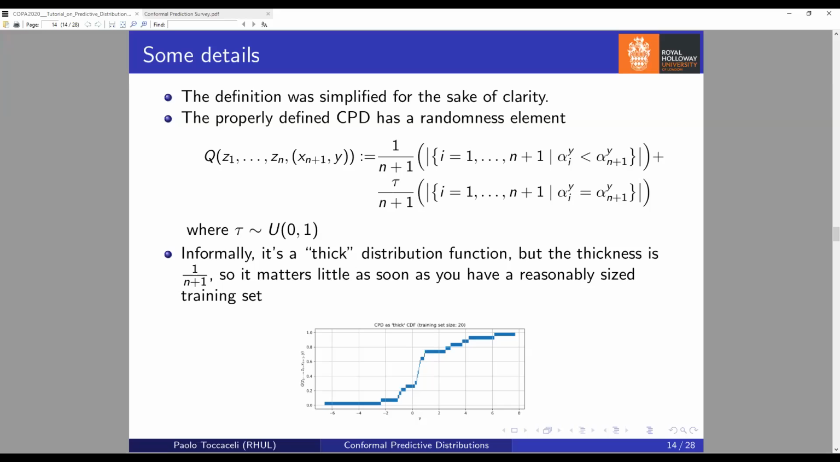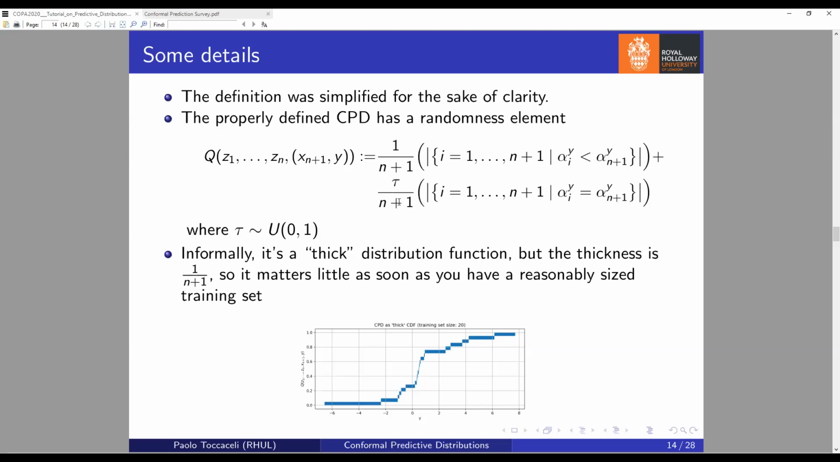So as I said before, I took a shortcut. And what I didn't mention before is that in order to define a conformal predictive distribution with the rigor that allows us to obtain theoretical results to corroborate our statements, it is necessary to introduce a randomness element. So as you see on the screen here, the function Q is defined as before, but then we add another term which counts the ties, so to say: the number of cases in which we have the same value for alpha. And it multiplies this by a random variable tau distributed uniformly between 0 and 1.